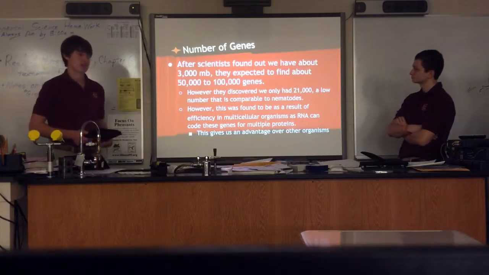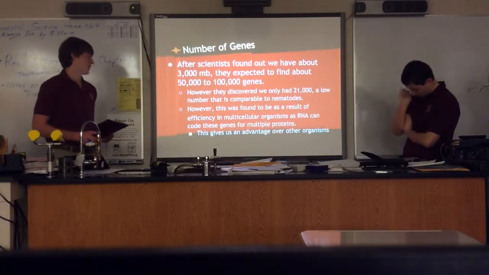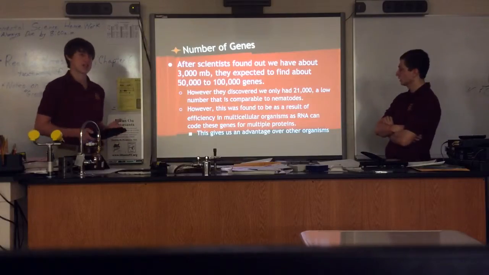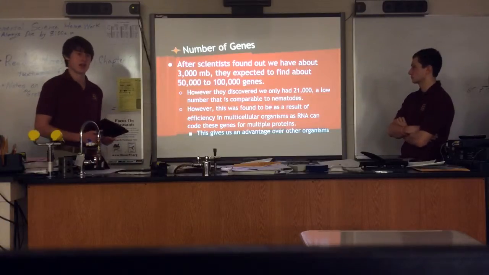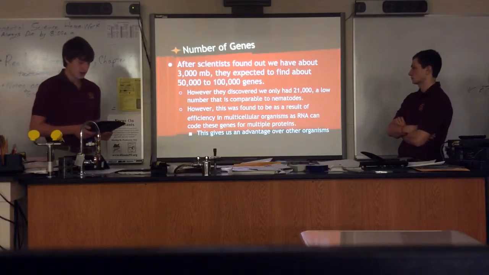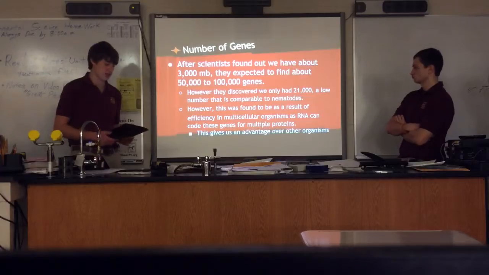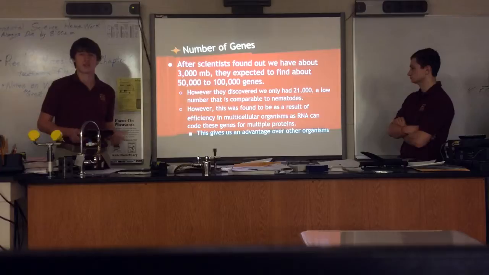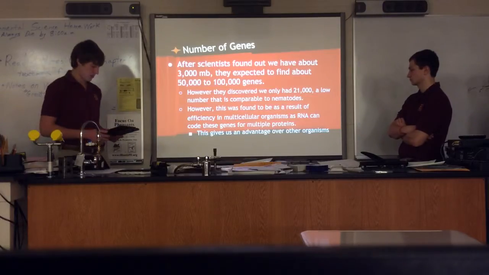And after scientists discovered that we had 3 billion base pairs, they expected that we were going to have about 50,000 to 100,000 genes. But they discovered that we only had about 21,000, which is a very low number. And it could be comparable to things like nematodes, which are very simple organisms. And they found this was a result of evolution, as it was efficiency in multicellular organisms, because RNA can code for these genes for multiple proteins. And this gives us an advantage over other organisms.